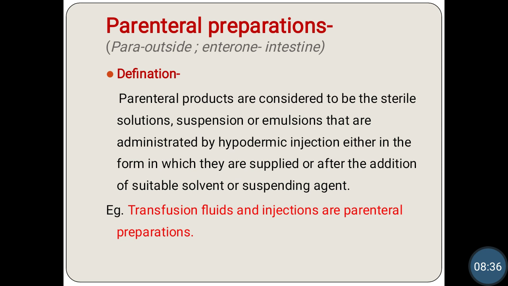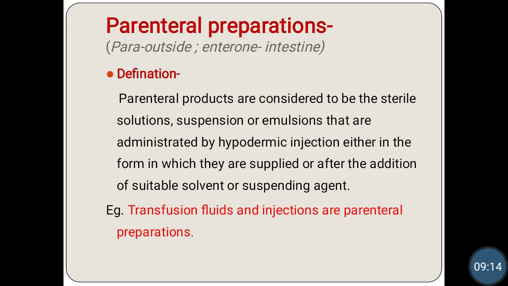Then in this chapter we are focusing on the parenteral preparations. Okay, so we will see what is meant by parenteral preparations. So mainly there are two types of route of administration of particular dosage form, that is enteral route and the parenteral route. Enteral route means which is given by oral route.